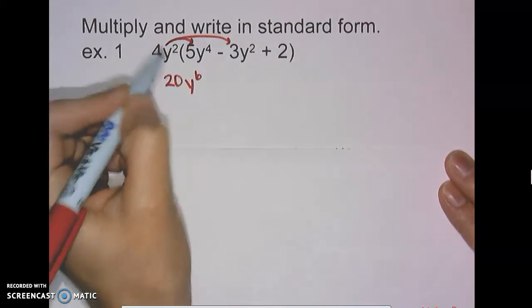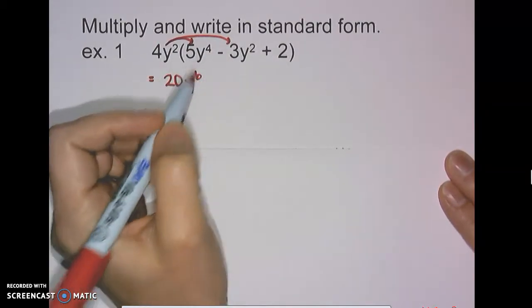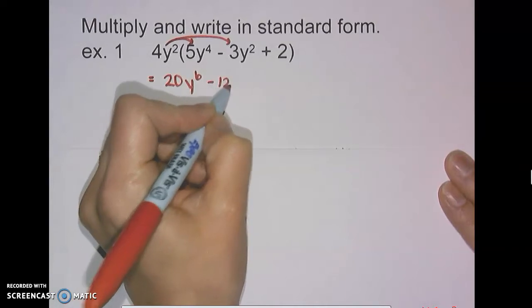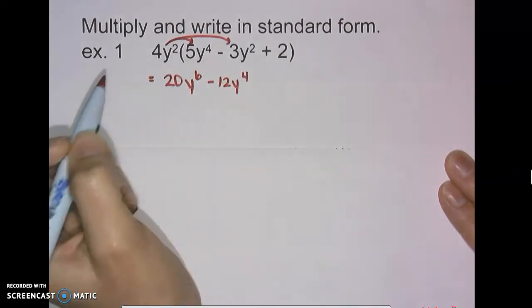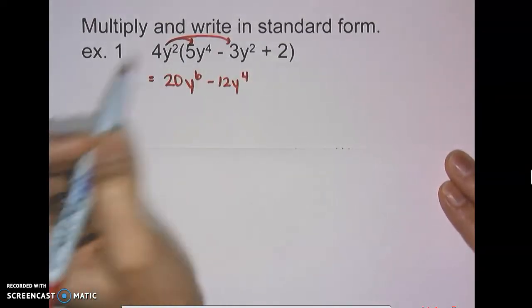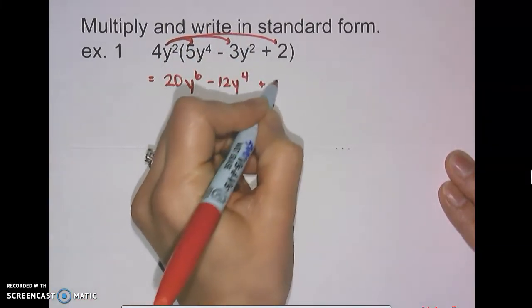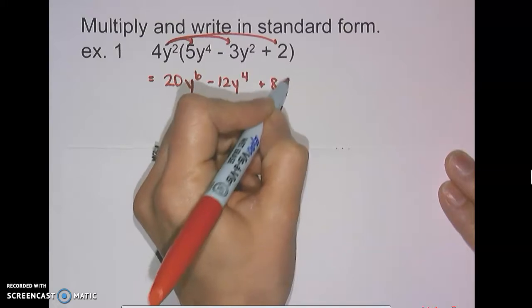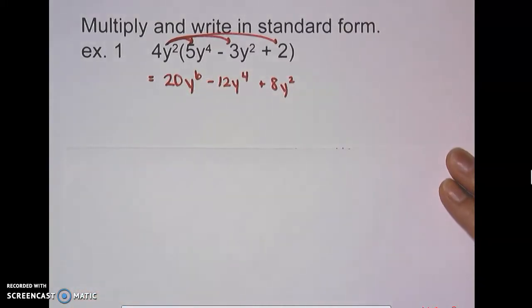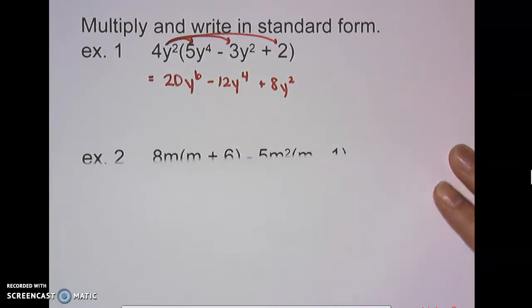Distributing in, we have 4y squared times negative 3y squared, so that would give us negative 12y to the fourth. Multiply coefficients, add exponents together. And 4y squared times 2, we're going to multiply the numbers, so that would give us 8, and there are no exponents to add. So it said multiply and write in standard form. So here we have to look, are there any like terms to combine, which there aren't, and then do our exponents count down from highest to lowest, which they do. So this is the answer to this question.